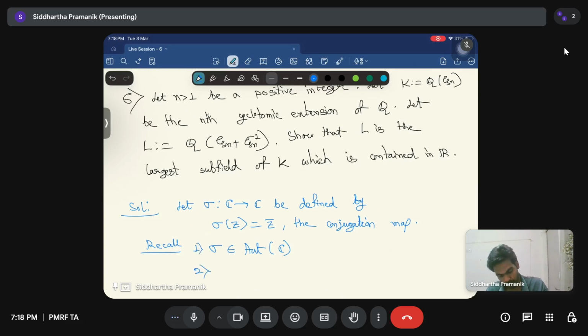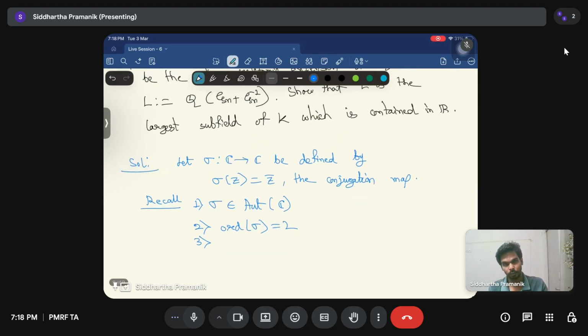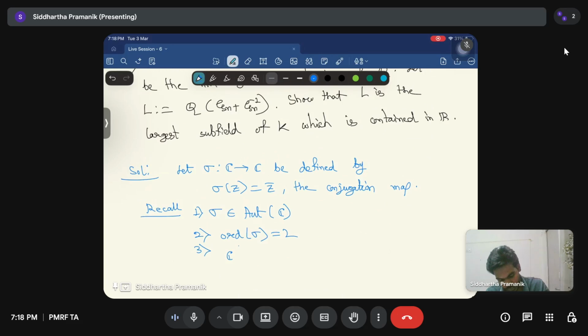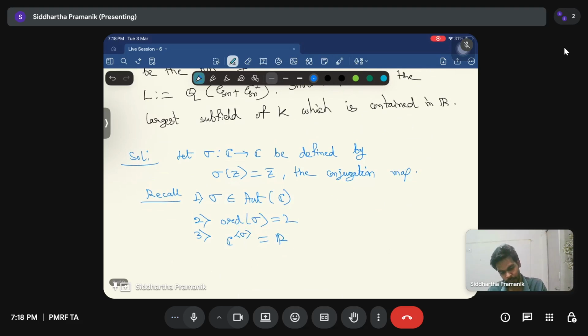Second thing: what is the order of sigma? This is 2. Third one is you take the fixed field of the group generated by sigma. This is R. Okay. So these are things we have done, I think, in the first live problem solving session. So you can go back, or this is very easy. You can do it on your own also.